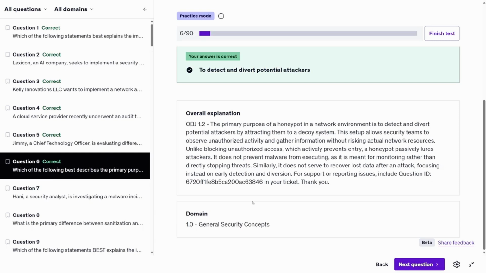to a decoy system. This setup allows security teams to observe unauthorized activity and gather information without risking actual network resources. Unlike blocking unauthorized access, which actively prevents entry, a honeypot passively lures attackers. It does not prevent malware from executing, as it is meant for monitoring rather than directly stopping threats. Similarly, it does not serve to recover lost data after an attack, focusing instead on early detection and diversion.